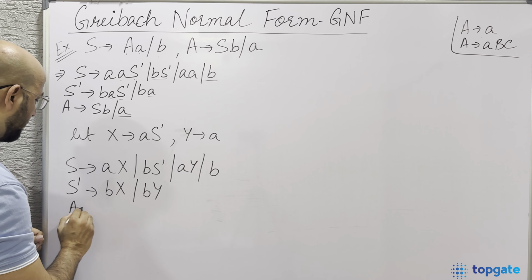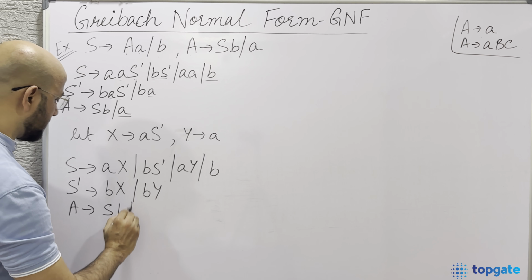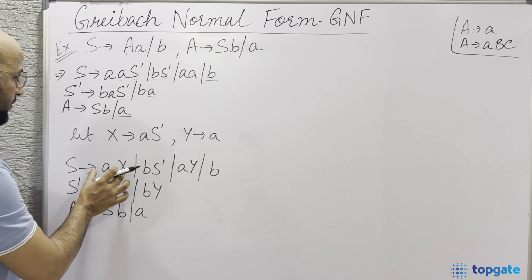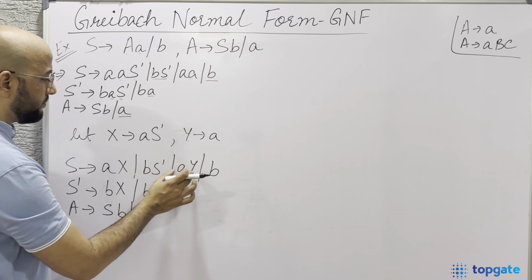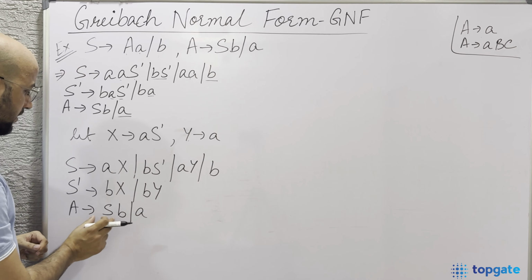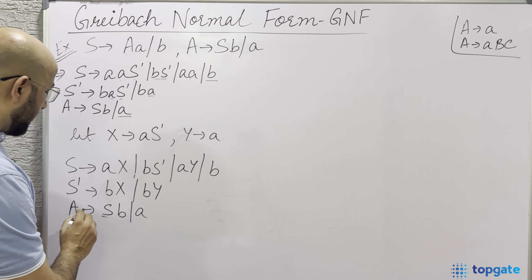And then we have A tends to Sb / a. Now if you see, this one is in GNF, this one is in GNF, this one is in GNF, this one is in GNF. These two are in GNF, but only this one is not in GNF. Now let's see how I convert this one.